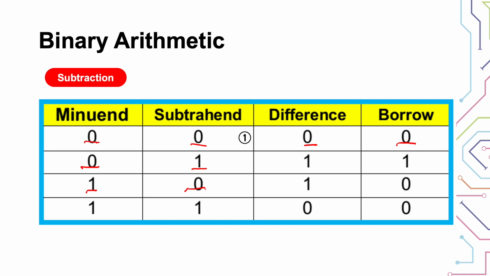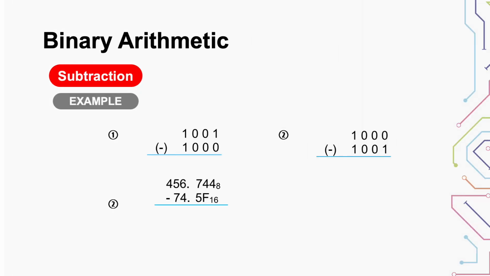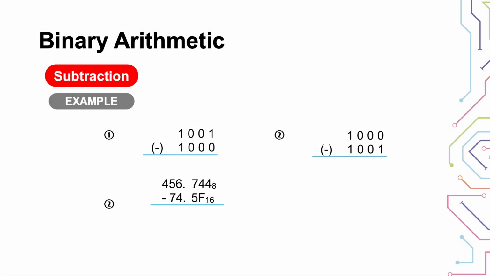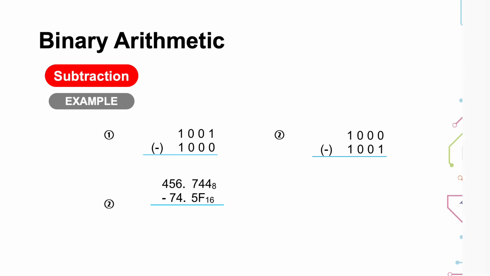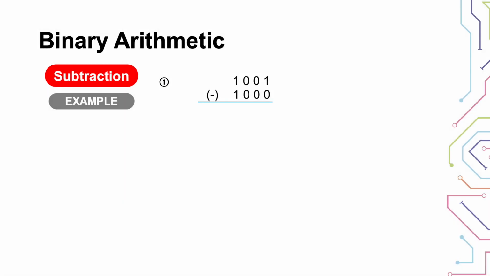Okay? Pero, pag atong minuend and subtrahend is 1, both 1. Syempre, difference is 0, and we don't need to borrow. So, now we're ready to solve each of the problems here. So, natay tulo ka problem din eh. So, let's try first na ito.